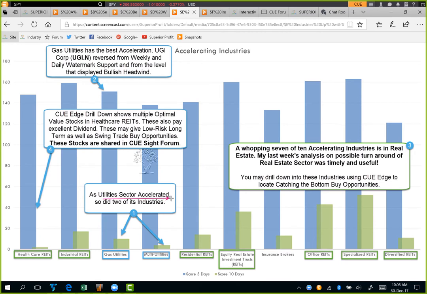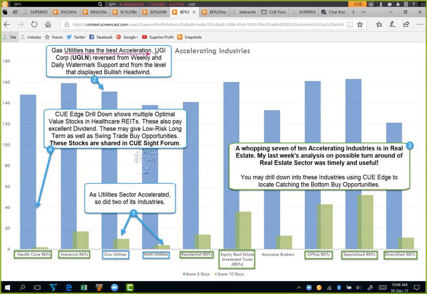Utilities as a sector accelerated. We saw earlier that water utilities was strong for a long time, but that is not true for gas and multi-utilities. These two were weak, and we can see that their score jumped significantly. So we may look for turnaround low risk long opportunities by identifying fundamentally strong stocks. You could do that by drilling down using QH.